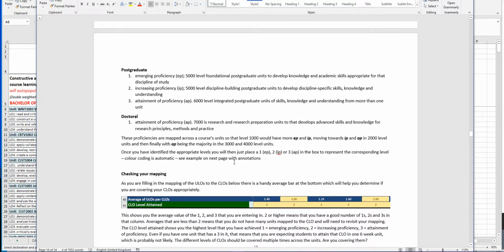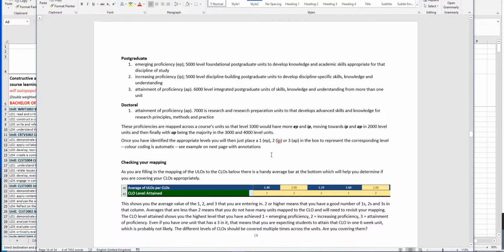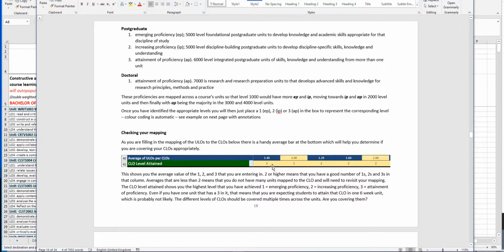So these proficiencies are mapped across the courses, and like I said, you actually want to see 1s, 2s, and 3s in each of the course learning outcomes. Now there is an area that is color-coded, and it looks at the average that you have, and this is just to bring your attention. If you have something that's less than 2, you need to go back and look at it, because that probably means that you have possibly no 3s mapped, or you're missing something somewhere. So it's really just a guide.